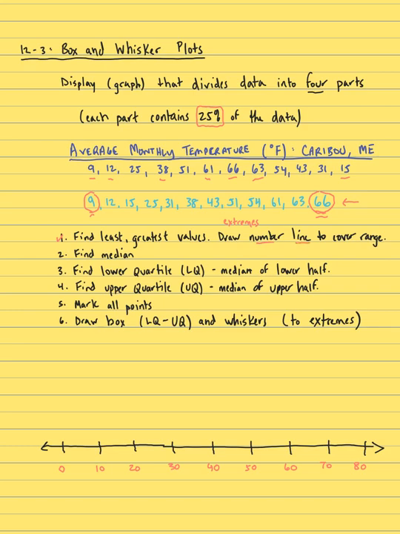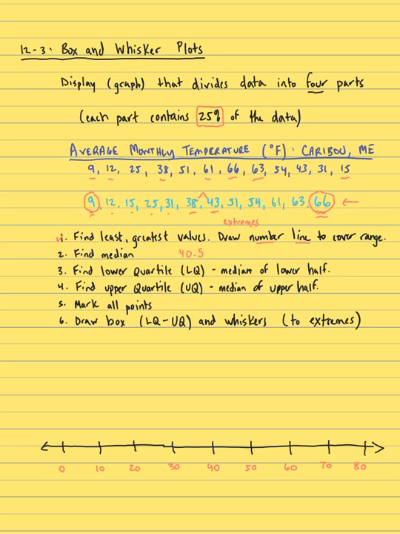Step 2, find the median. That should be easy enough. There are 12 points, so the 6th and 7th are my middle two values. My median here is going to be an average of 38 and 43, so that's going to be 40.5. I'm going to want to make sure that I remember that because I'm going to need to do something with that in a minute.